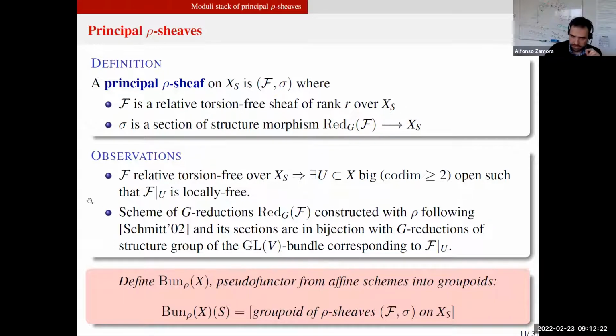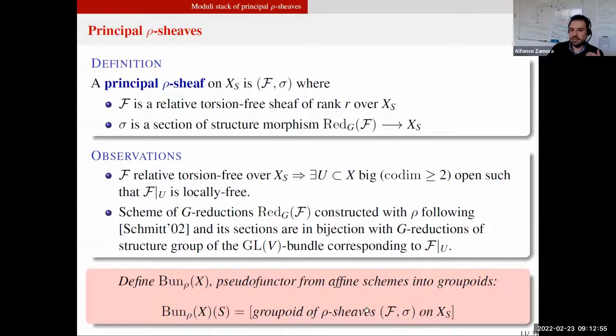A couple of observations. What does F being relative torsion-free mean? It means that there exists a big open set U, big meaning the complement has codimension greater than or equal to 2, where F is locally free. And then the scheme of G-reductions, using the work of Schmitt: the sections of this morphism are in bijection with G-reductions of the structure group, agreeing with the restriction of F over U. So this is where you recover the action of the group in this section of this morphism.